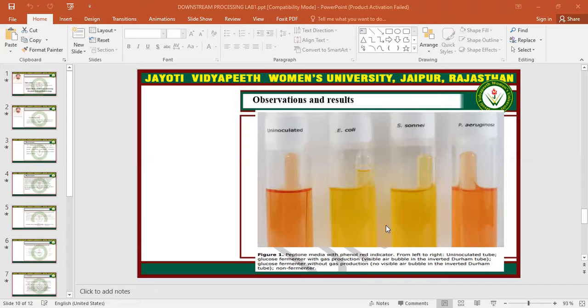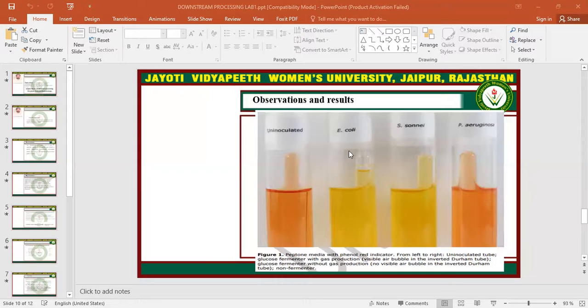In this slide, it is an uninoculated tube where no bacteria is inoculated. In the second tube, there is a formation of yellow color, which indicates that acid is produced in this experiment. So E. coli uses this carbohydrate and the pH is lowered, and after lowering the pH the color of the media is changed from the original to yellow color.